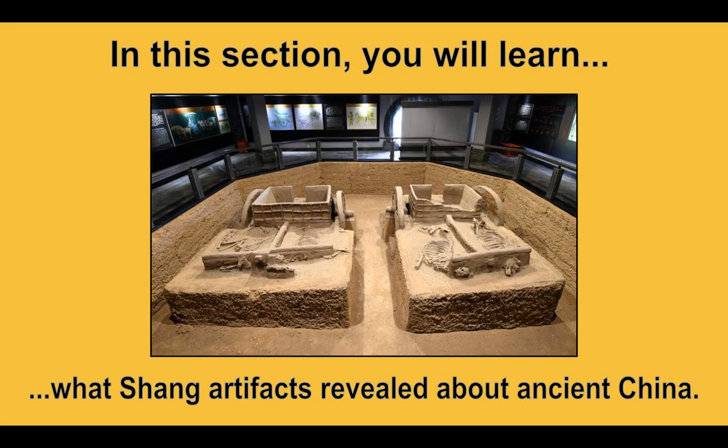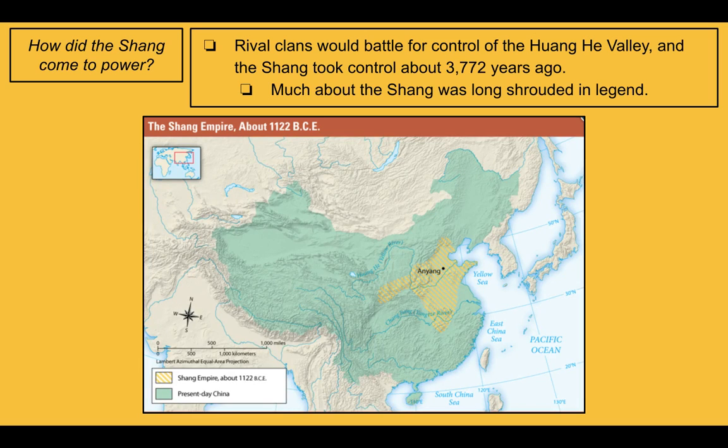And looks like this is in a museum of some kind, but maybe a recreation or part of the ruins discovered at Anyang in 1928. All right, so the first question here is, how did the Shang come to power?